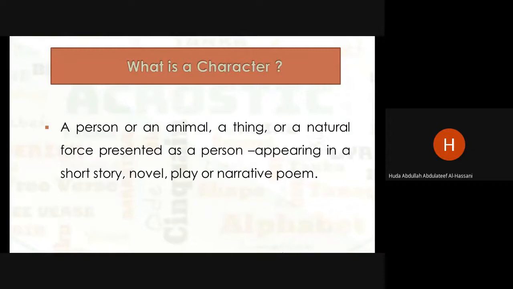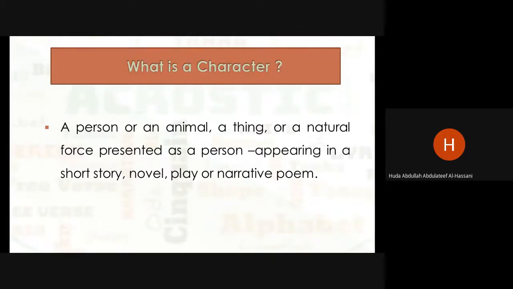My hero could be a thing like a table, for example. I decided to make my story about furniture. I have a table, I have a couch, I have a TV, and I will make them talk or interact with each other like persons. Or a natural force presented, guys, as a person. The wind is talking. So these are some kinds of characters.